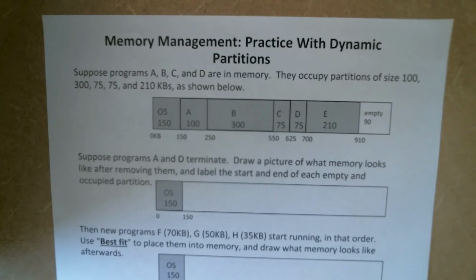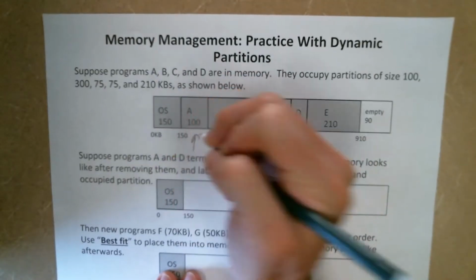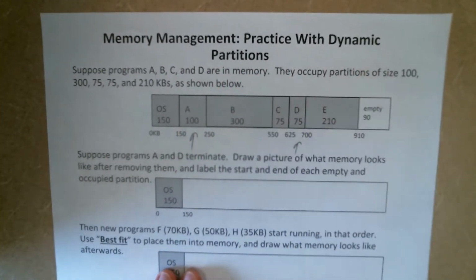This is just a video to run you through these practice problems and make sure that you're on the right track. Suppose programs A, B, C, and D are in memory. They occupy partitions of size 100, 300, 75, 75, and 210 as shown below. Suppose programs A and D terminate. Draw a picture of what memory looks like after removing them and label the start and end of each empty and occupied partition. All right, so we're getting rid of A and D.